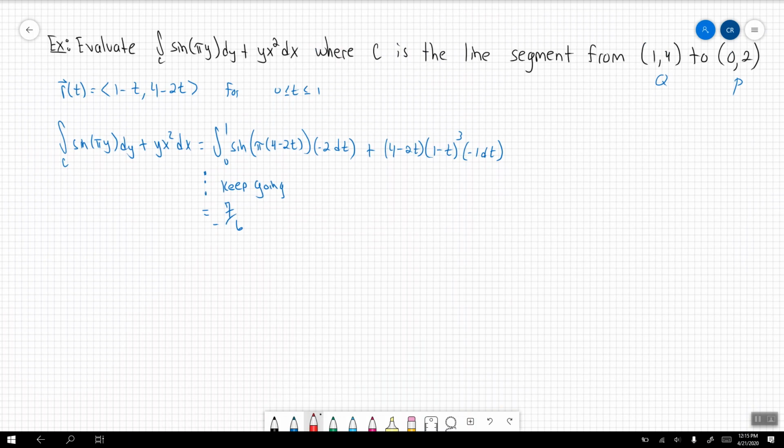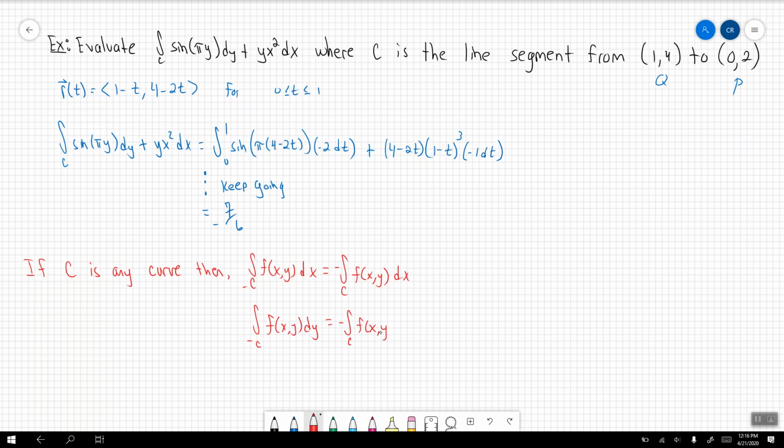All right. Now, this is going to be one of those important properties that we see. This is going to say if C is any curve, then the integral over the negative version of that curve, or the negative traversing of that curve, with respect to dx, is just going to be the negative of that integral over that curve with respect to dx. This happens very similarly for the y components as well. If we do this with dy, then this will just be negative the integral over that curve of f of x, y, dy.